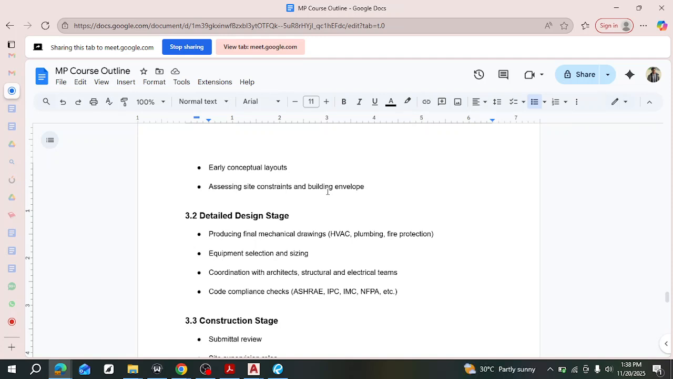Then the building envelope is also part of this, because you can't place... how do I explain it now? If a space has a very large glass wall or a large glass opening, that means there'll be a lot of sunlight entering that space. That can affect the heating and cooling load. So this is how the building can also affect your plans.